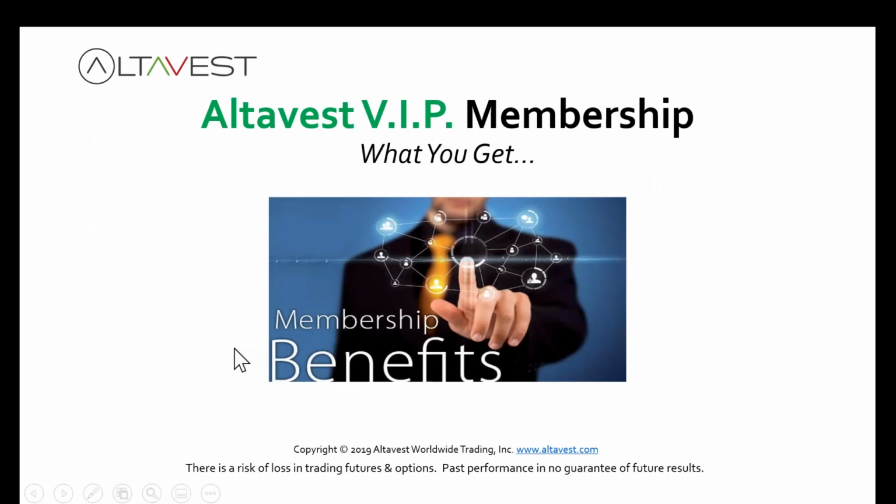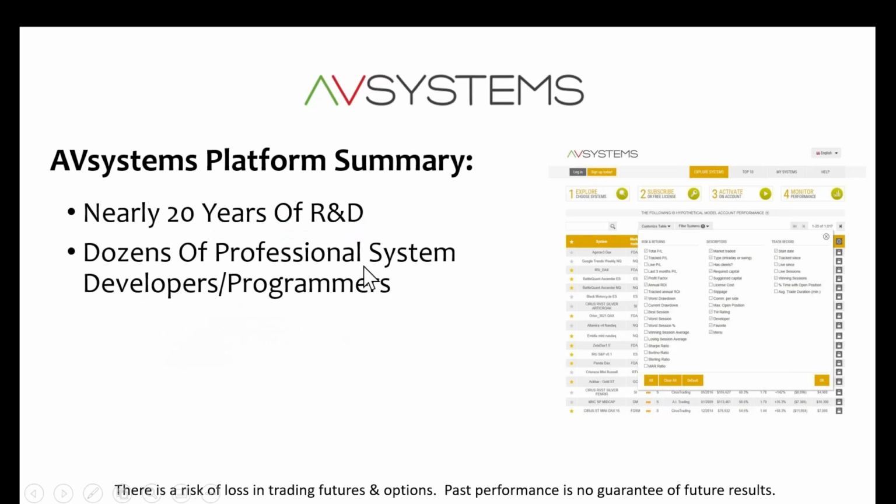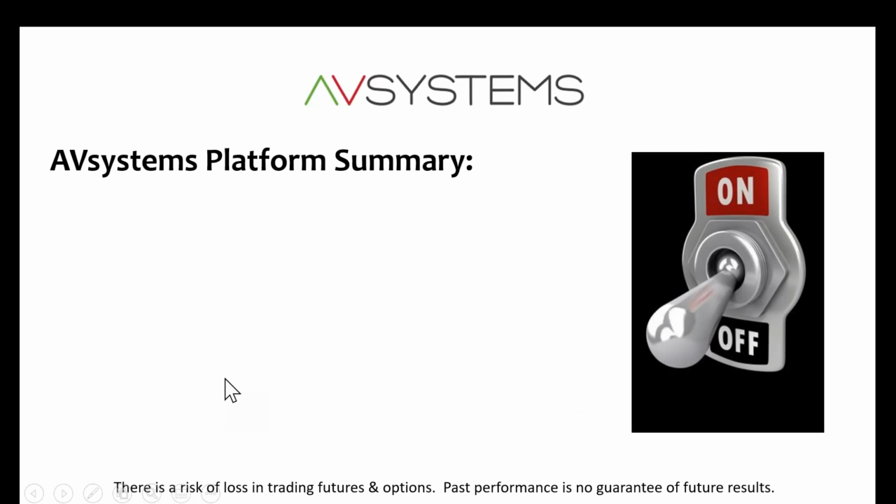So here's the special offer for the VIP membership. That's what we call it. Here's our VIP membership offer. You get AV Systems. You saw the automated futures trading solution. 20 years of development, dozens of professional system developers, thousands of systems on there, basically bots. There's about 1,900 of them right now. US global markets across multiple sectors. You can just use that switch to turn any system off or on. It really is that easy.